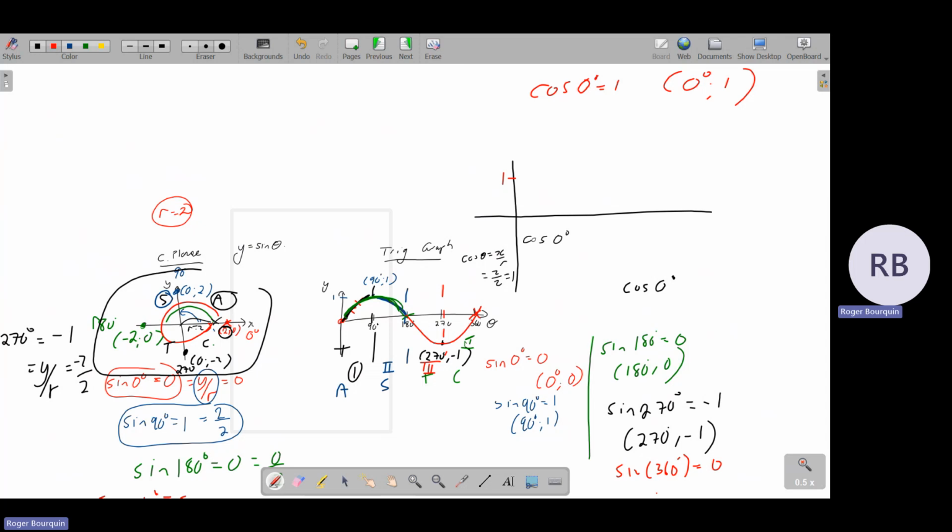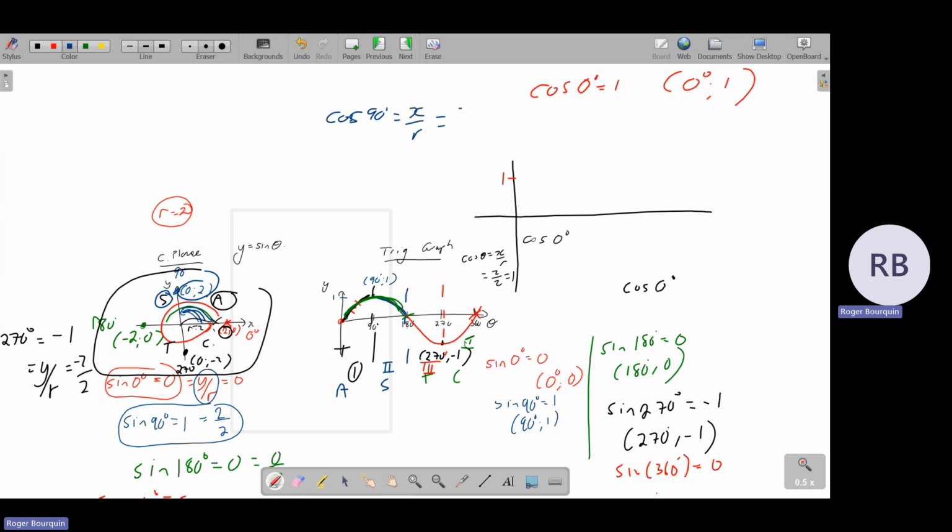Okay, using this diagram, ask your neighbor and figure out what cos of 90 is. Well, come on, you've got to engage, guys. Okay, cos of 90 is x over r. So go look at your diagram. When you've traveled through 90 degrees, what's the x coordinate going to be, Marissa? If I've traveled through 90 degrees, what's the x coordinate?